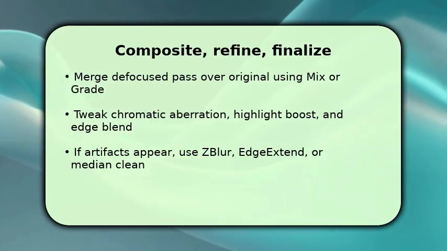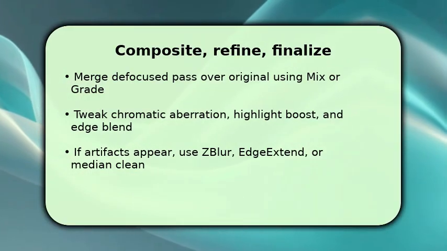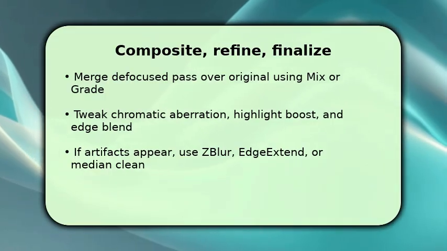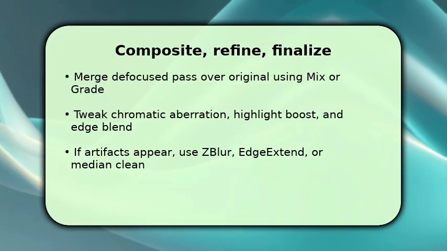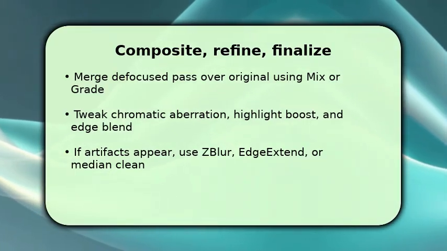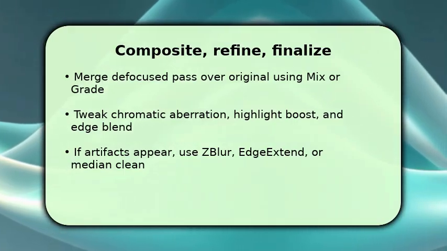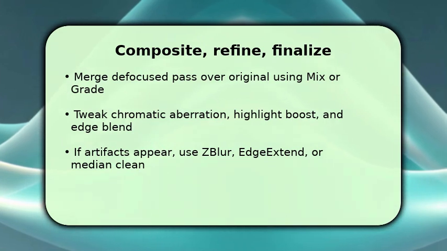Add subtle chromatic aberration and vignette for realism, and then render a short sequence to inspect motion behavior. If you see halos, missing blur, or hard seams, run a small Z blur to smooth depth, apply edge extend to edges, or median filter problem frames. These fixes remove common Z precision and seam issues quickly.